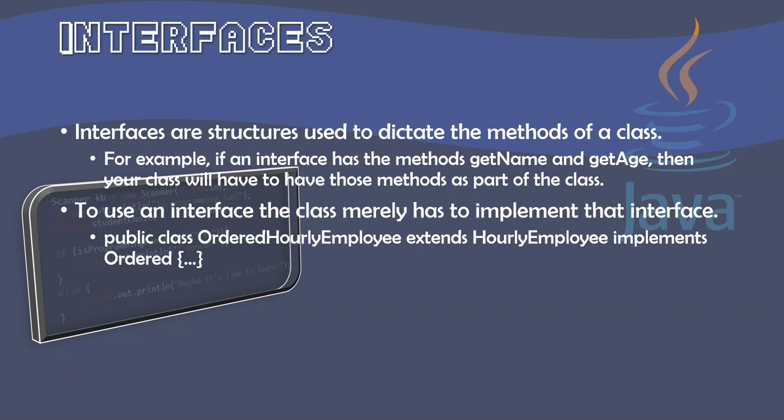Now, if we want to use an interface, the class merely has to implement that interface. So let's say we have public class OrderedHourlyEmployee extends HourlyEmployee implements Ordered. You can see here we have a derived class of a derived class, and it's implementing this interface called Ordered.